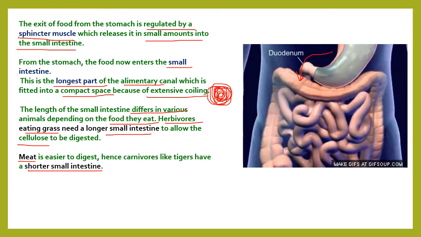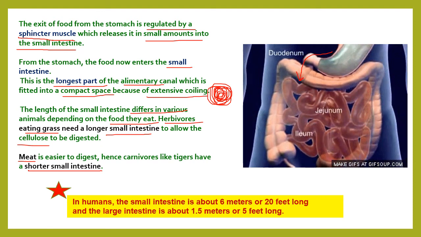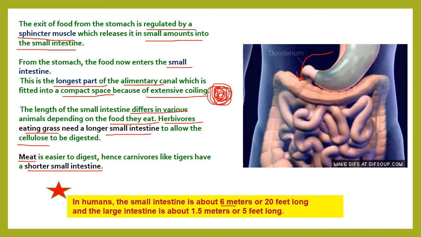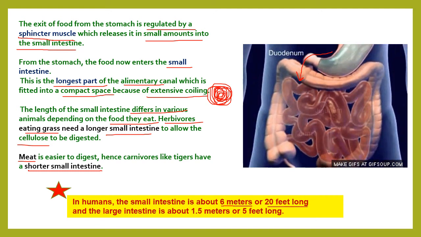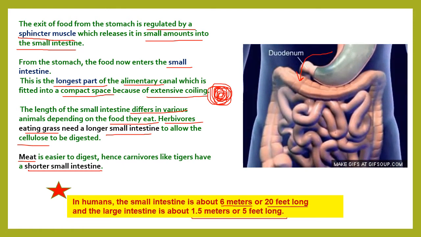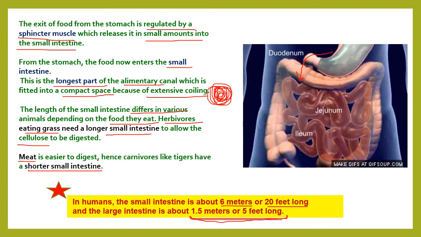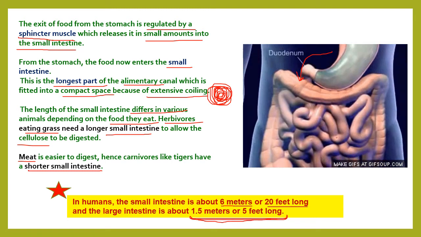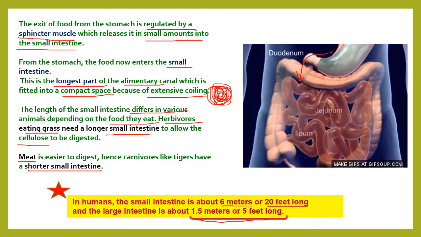And you know what is the length of small intestine in human being? It is about 6 meters or 20 feet long. और जो large intestine है that is about 1.5 meter or 5 feet long. Okay. So we learned that from the stomach with the help of a sphincter muscle the food will go to small intestine.